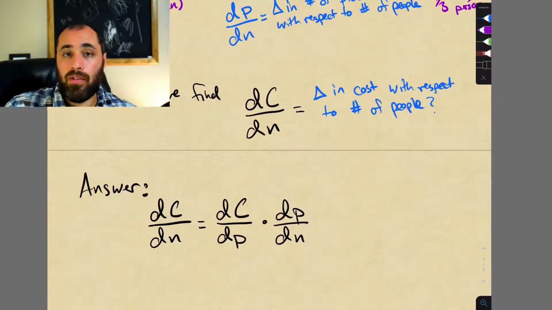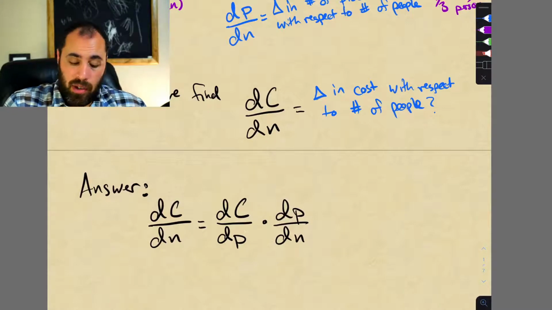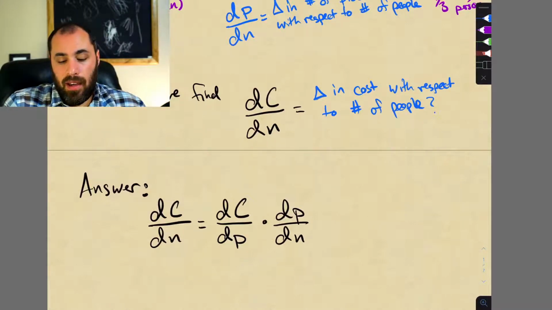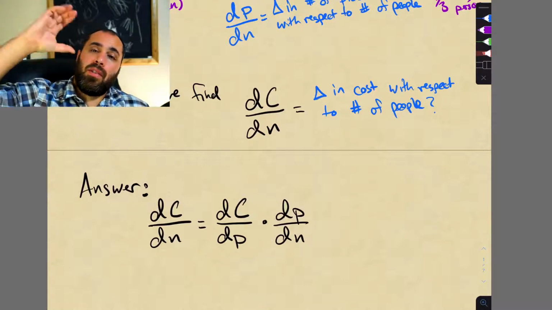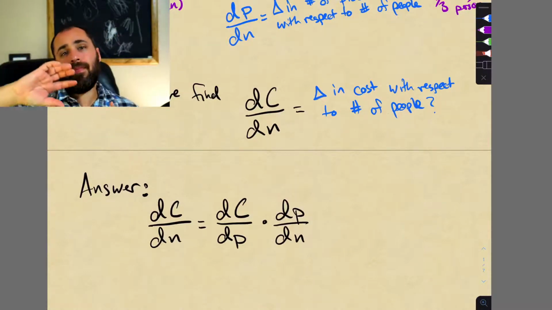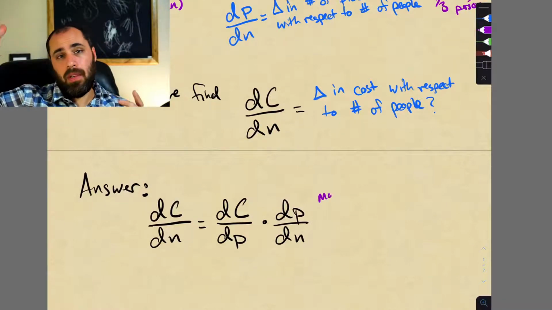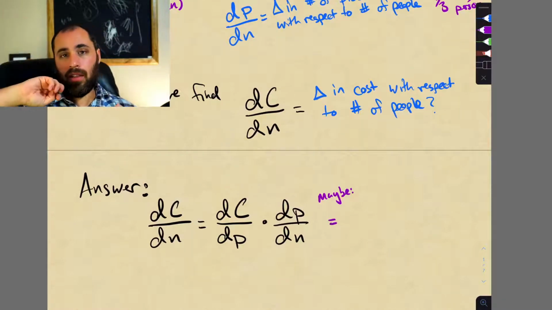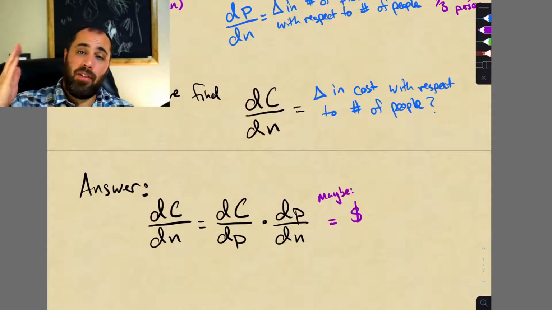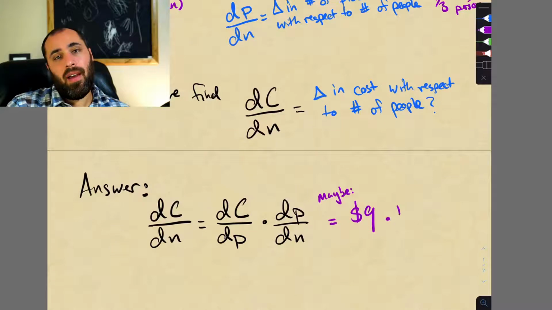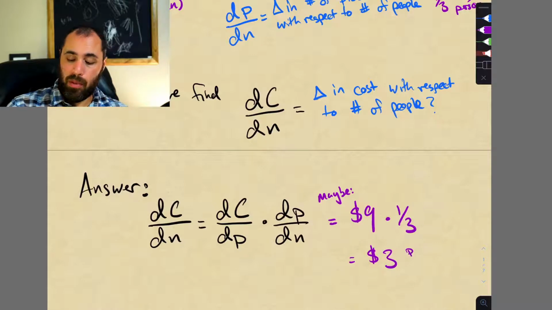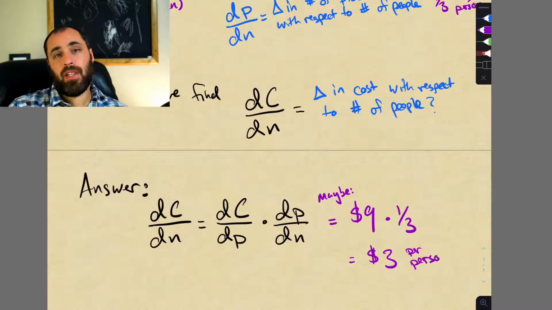This is actually one version of the chain rule that I've written here. It's not the one you'll find in the book. But dC/dN is the product of these two derivatives going down the chain. So dC/dP times dP/dN, which maybe hypothetically are $9 and 1/3. So we put them together, and you can see the units match up. And dC/dN, the rate of change in the cost versus the number of people, is maybe $3 per person. So yes, this is a very cheap pizza party. Maybe we're ordering from Domino's.